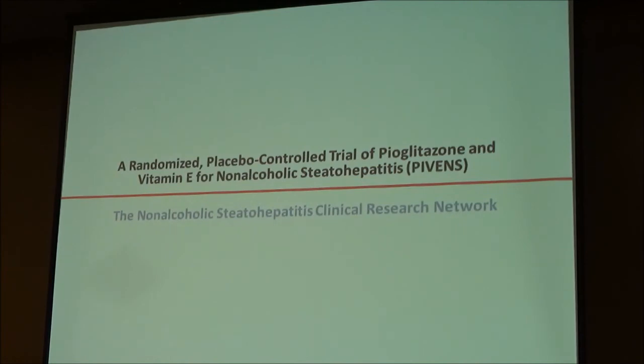So I mentioned a study that was done in 2005 to 2007, and it was published in the New England Journal of Medicine. It was a study that looked at randomizing patients to pioglitazone or vitamin E. So they had a vitamin E arm, a pioglitazone arm, and a placebo arm. And it was 247 patients who had biopsy-proven NASH without diabetes.